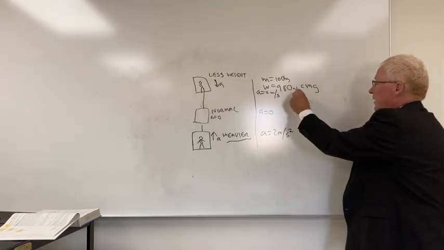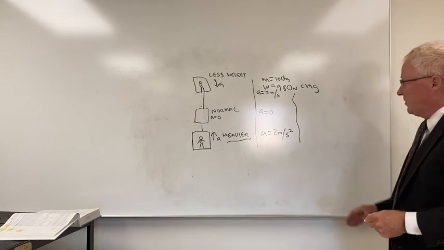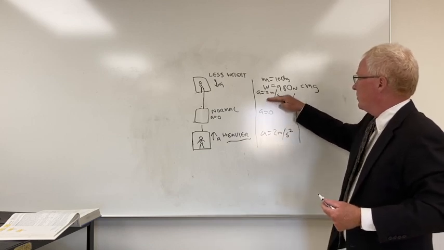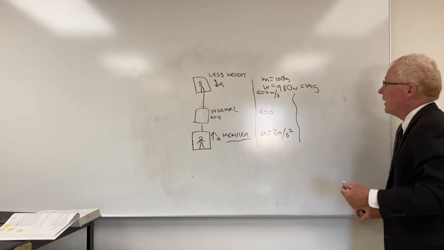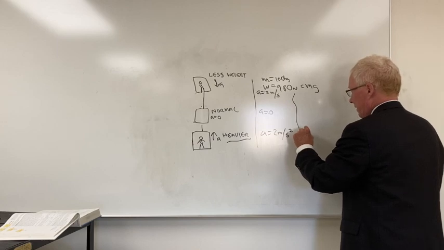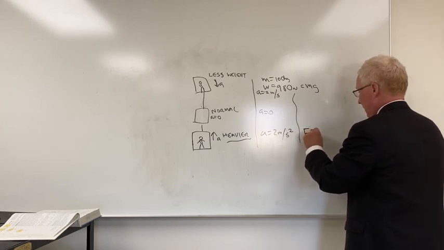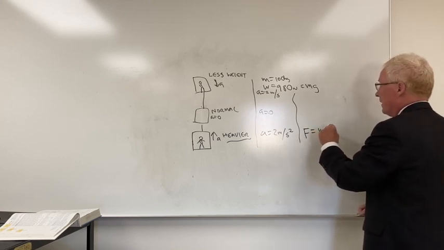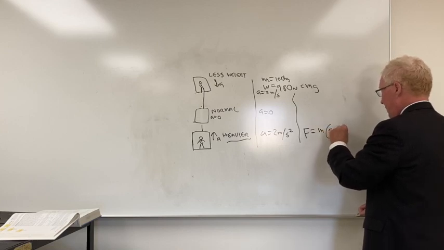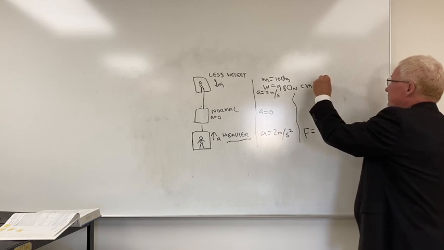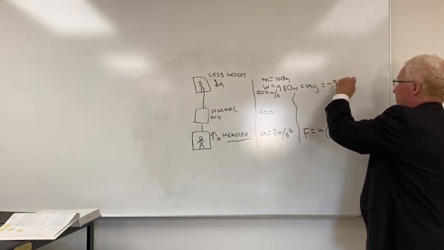What would your weight be in each of these cases on the scale? Here it's going to be more, here it's going to be normal, and here it's going to be less. So how would we actually look at your weight? Your force would be your mass times g plus a, or g minus a, I should say. I want to get it right. Where g is minus 9.8 meters per second squared.